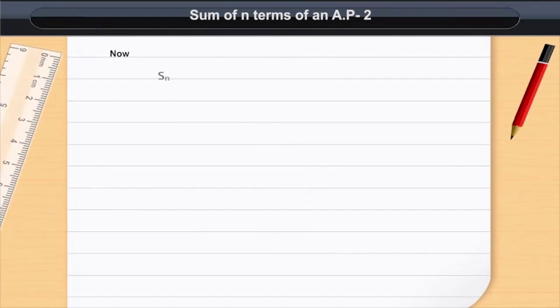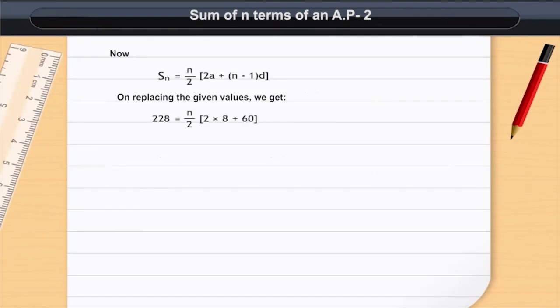Now Sn is equal to n by 2 of (2a plus (n minus 1)d). On replacing the given values, we get 228 is equal to n by 2 of (2 into 8 plus 60). n is equal to 6.